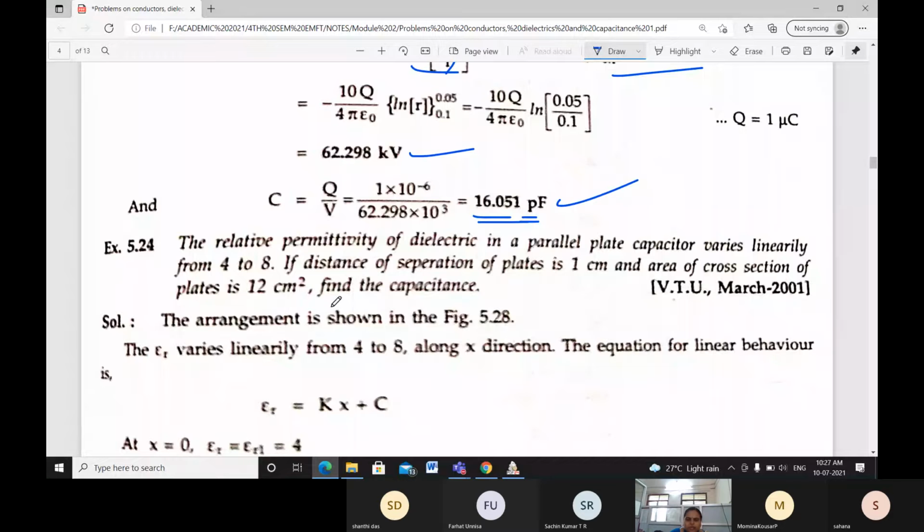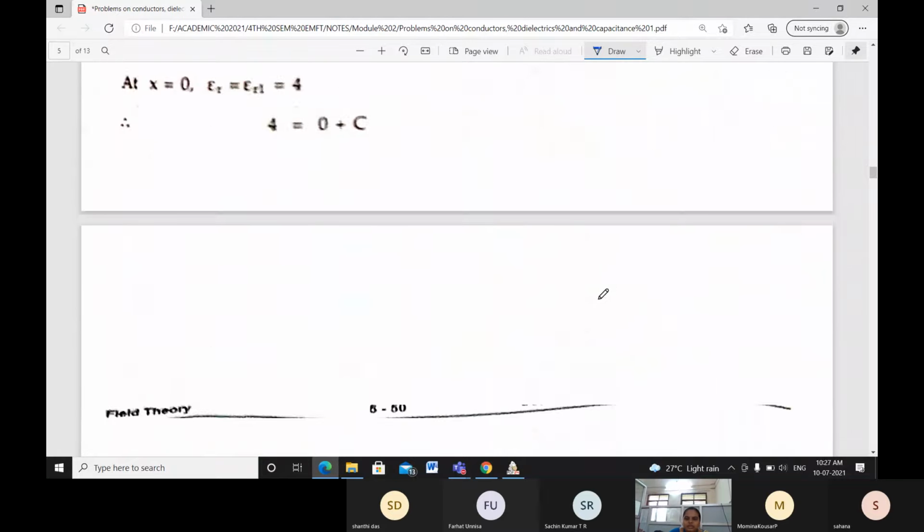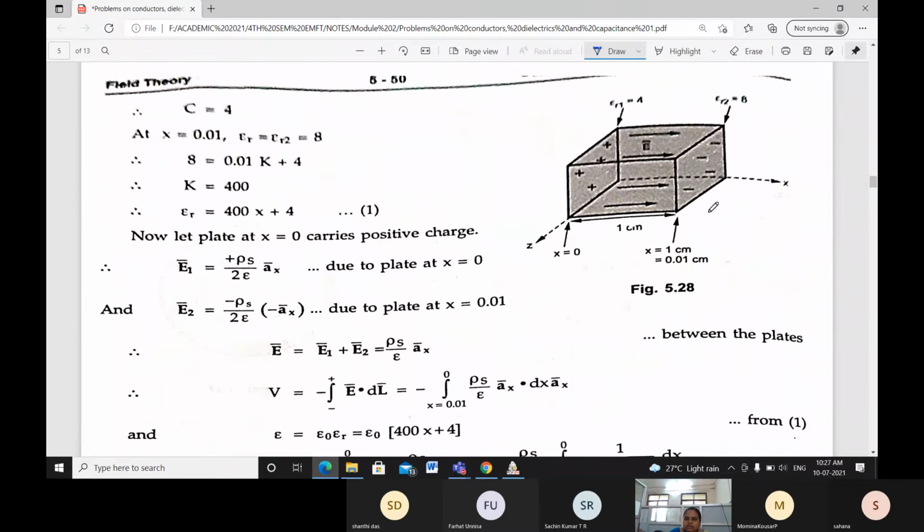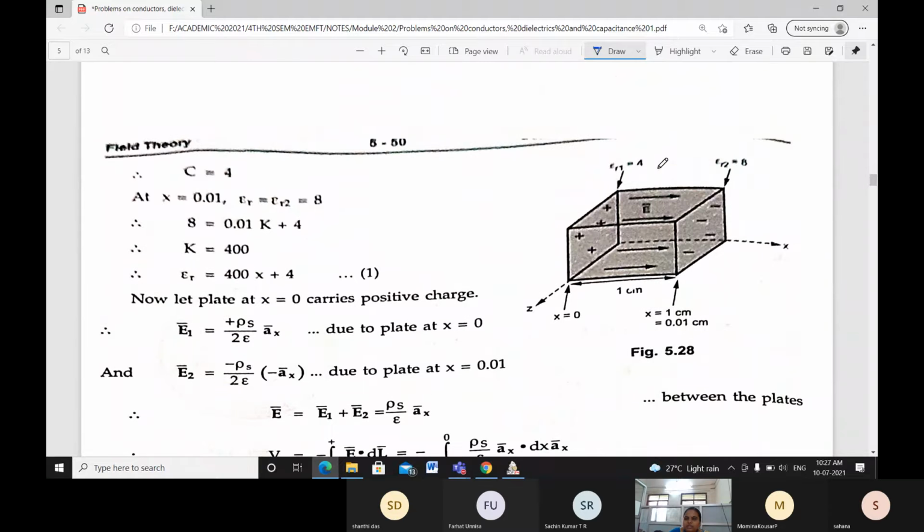Next problem: the relative permittivity of the dielectric in a parallel plate capacitor varies linearly from 4 to 8. The distance of separation of the plates is 1 centimeter and the area of cross section of the plates is 12 centimeter square. Find the capacitance. We have to find what is the capacitance here. This is how the figure shows it placed. Here epsilon R1 is going to be 4, here it is going to be 8.